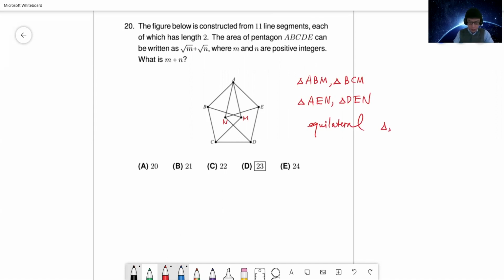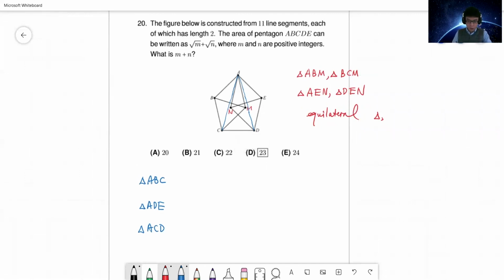So here the point is to connect A and C, and A and D. We can split this pentagon into 3 regions: triangle ABC, triangle ADE, and triangle ACD. We have 3 parts. For triangle ABC, the area is equivalent to an equilateral triangle, because it's 1/2 the equilateral triangle plus 1/2 of the equilateral triangle.